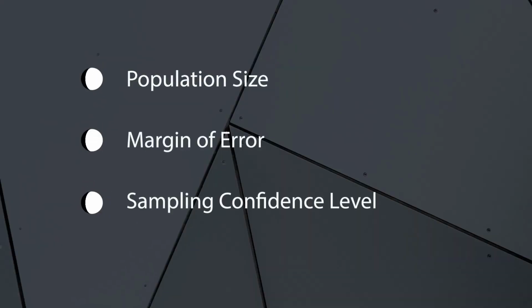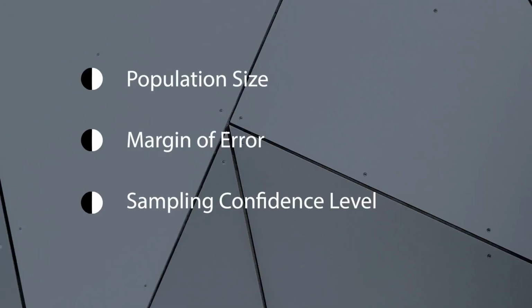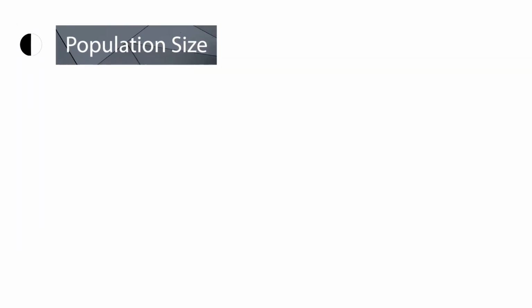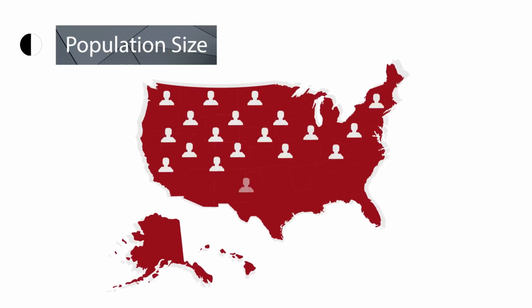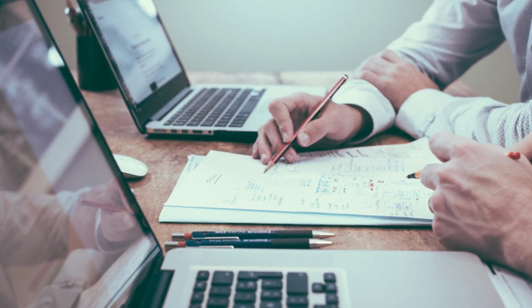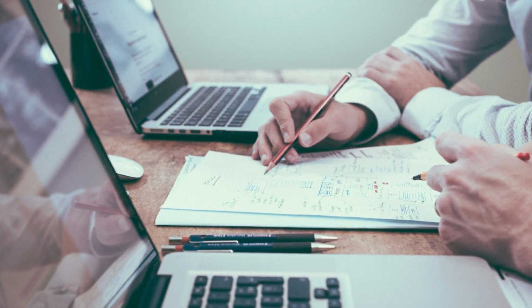So here are three key terms you will need to understand to calculate your sample size and give it context. The population size. The population size is the total number of people in the group you are trying to study. If you are taking a random sample of people across the US, then your population size would be around 300 million people. Similarly, if you are surveying your company, the size of the population is the total number of employees.